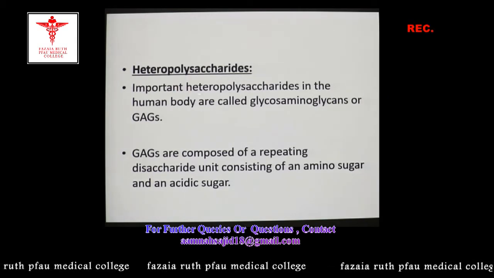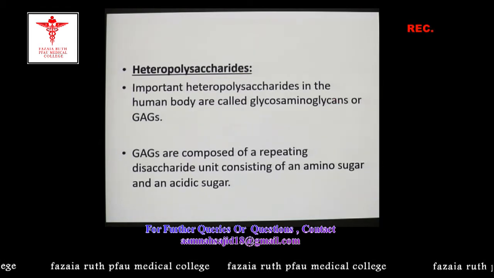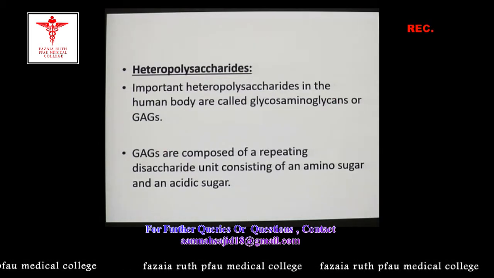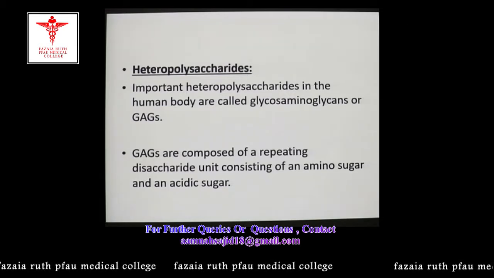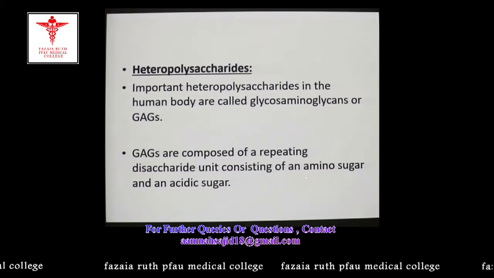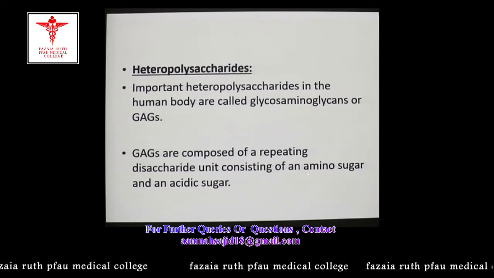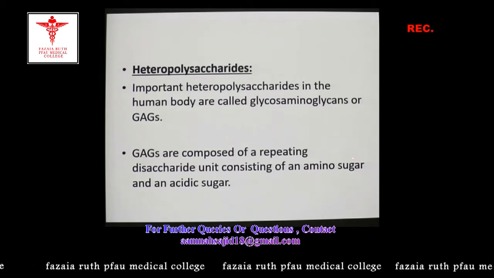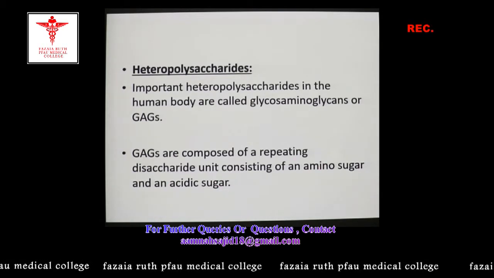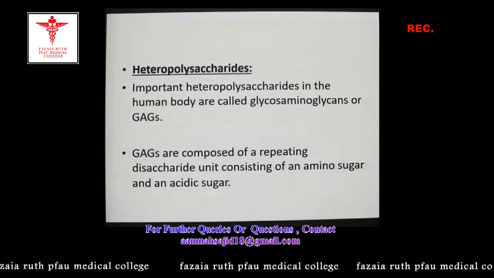Now, important heteropolysaccharides in the human body are known as glycosaminoglycans or GAGs. Now, these GAGs are composed of a repeating disaccharide unit consisting of an amino sugar and an acidic sugar. So, the constituents of GAGs in humans are amino sugars and acidic sugars, and they are not the same. That is why the polysaccharides are termed as heteropolysaccharides.